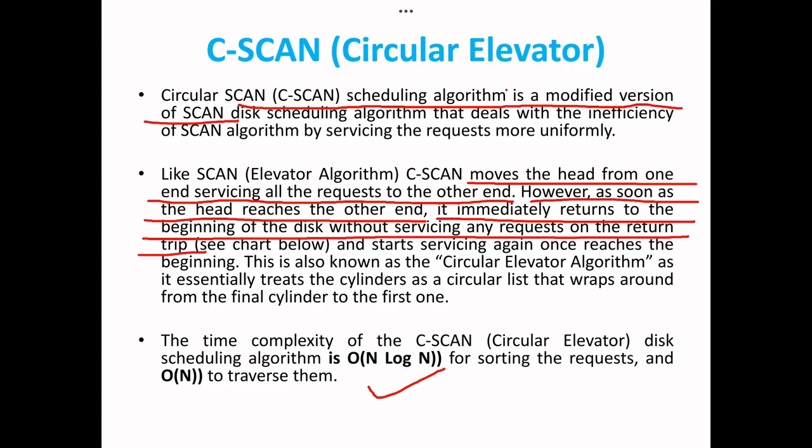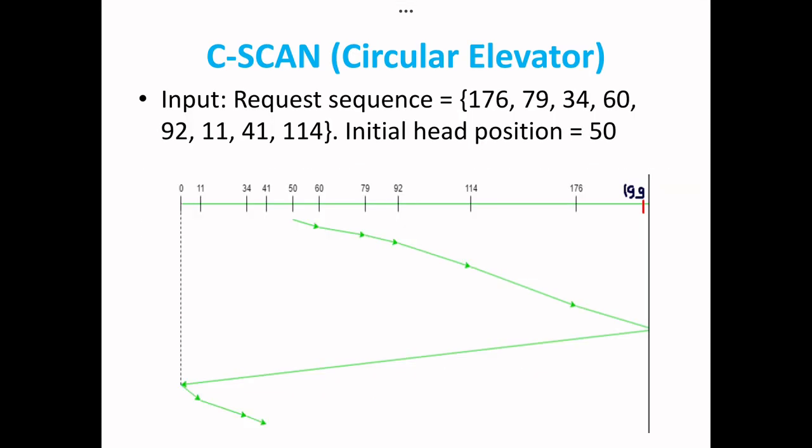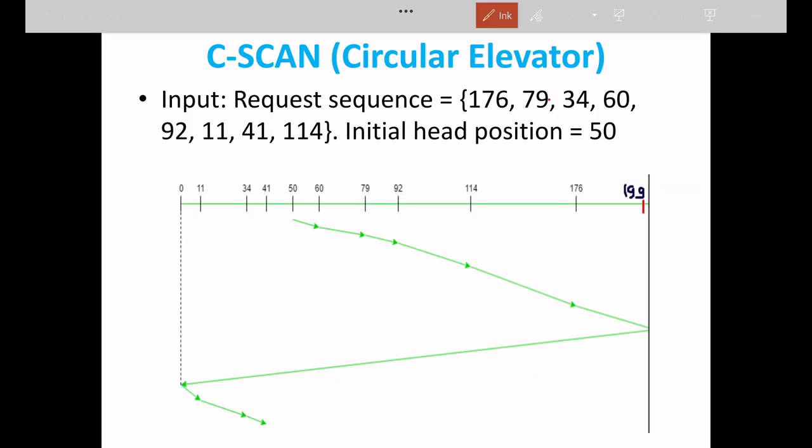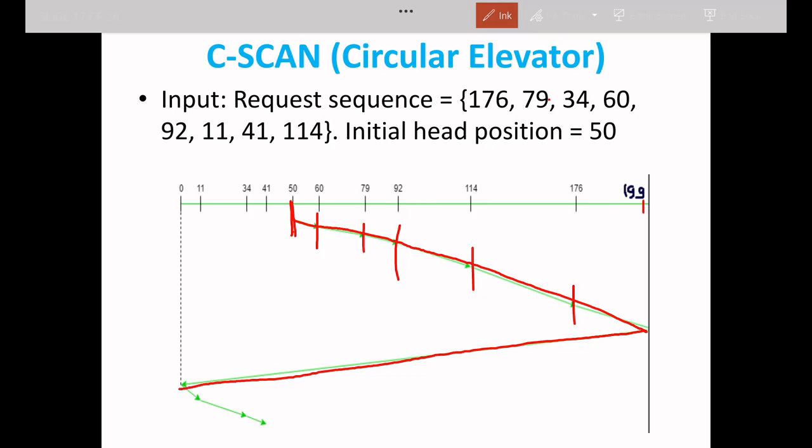Now I will show you. See here, I started with the same question, same head. I start and go in one direction, and I serve each and every request one by one. After that, when I am returning back on my return trip, I am not serving any request. So again I am reaching the end position. This is the problem in C-SCAN.